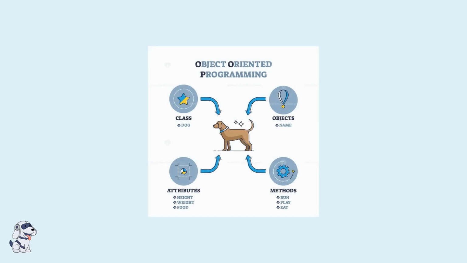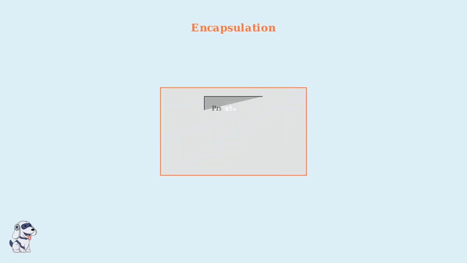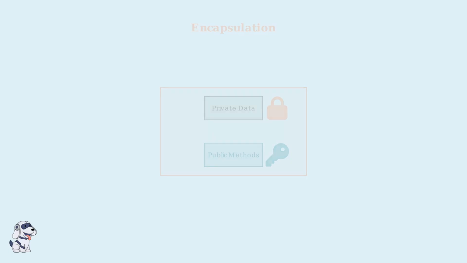To understand these concepts better, let's look at a practical example. Here we see how a dog class demonstrates object-oriented principles. It has attributes like height and weight, and methods like run, play, and eat. Encapsulation is about bundling data and methods together within a class, while controlling access to that data. It's like putting related things in a container and deciding what others can see or modify.